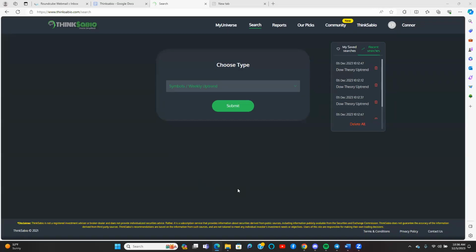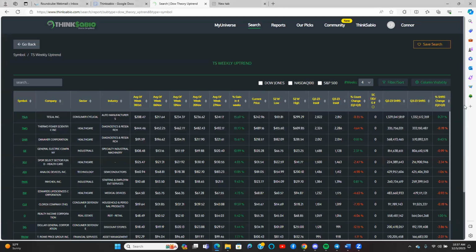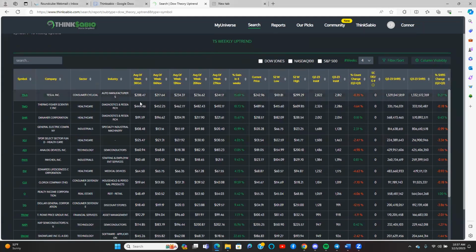All right, so the next reports that we're going to look at are the weekly uptrend and downtrend reports. They look at the stocks that have experienced growth over the last set of weeks, particularly in terms of pricing. So we'll look at the weekly uptrend first. This report shows the stocks that have experienced growth in price over the last set of weeks, which you can see here.